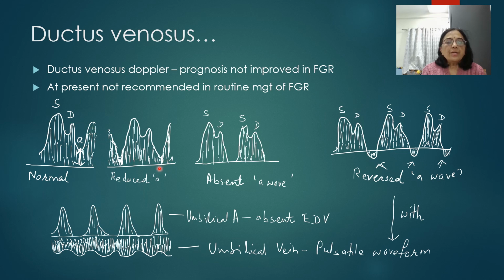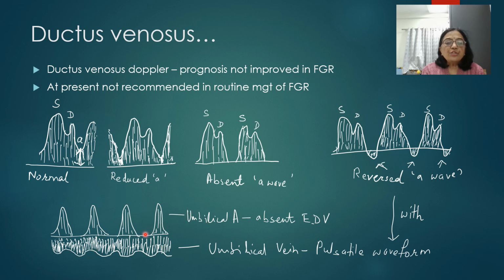This is reduced A as compared to here. The blood flow during atrial contraction is less. Or there can be an absent A wave, or there can be a reverse A wave. Reverse A wave can be associated with umbilical vein pulsatile waveform. Here, as you can see, it is a pulsatile waveform.